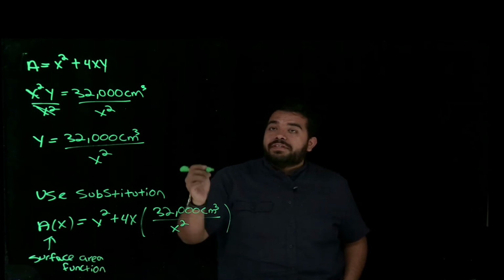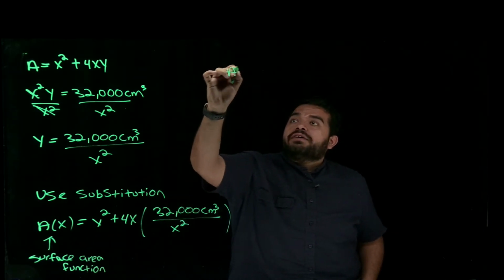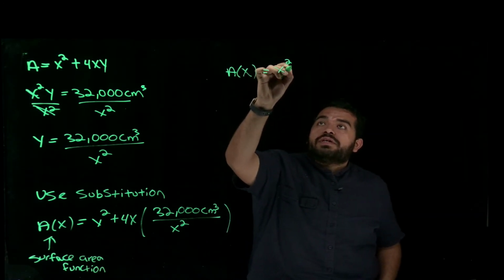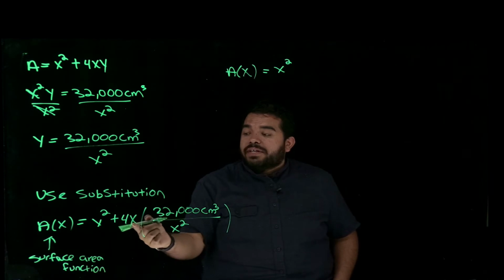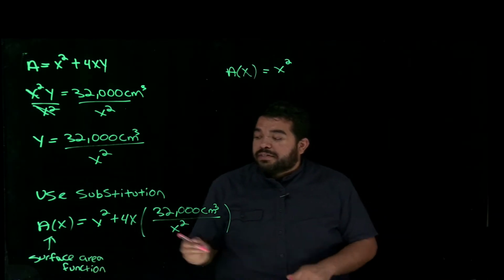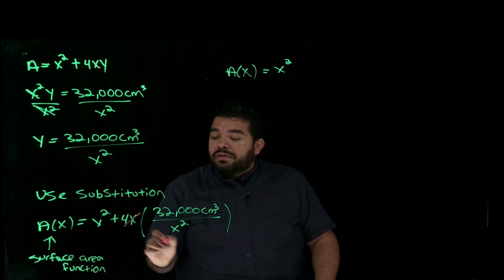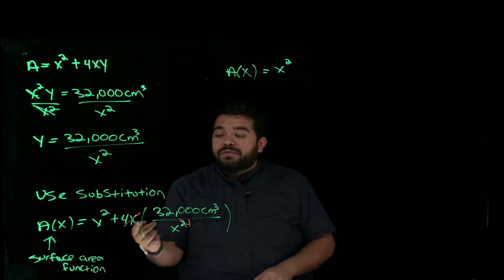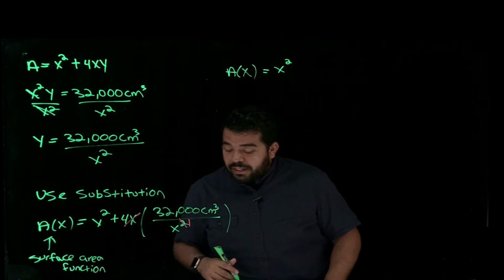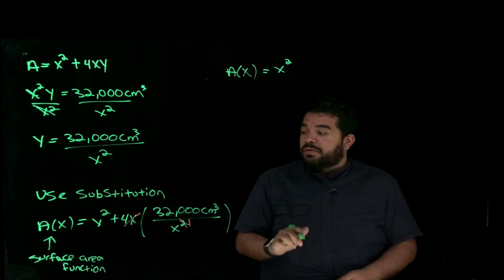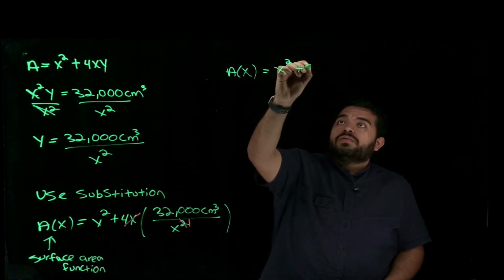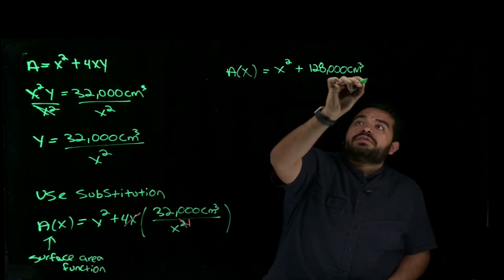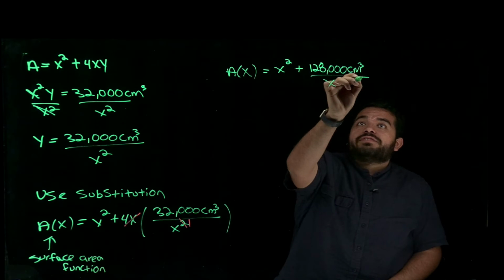All right, so let's go ahead and simplify this before I continue. So we have this function that we created, A(x) is equal to x squared. Now notice here I have an x squared and I have an x up here. So this x is going to cancel out with one of these, and I have one remaining. And the next thing I have to do is multiply 4 times 32,000 centimeters cubed, and that is going to give me plus 128,000 centimeters cubed divided by x, because I still have one x remaining there.